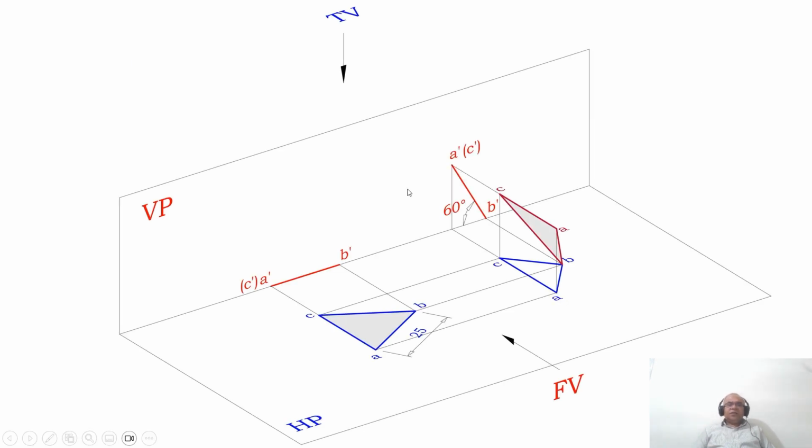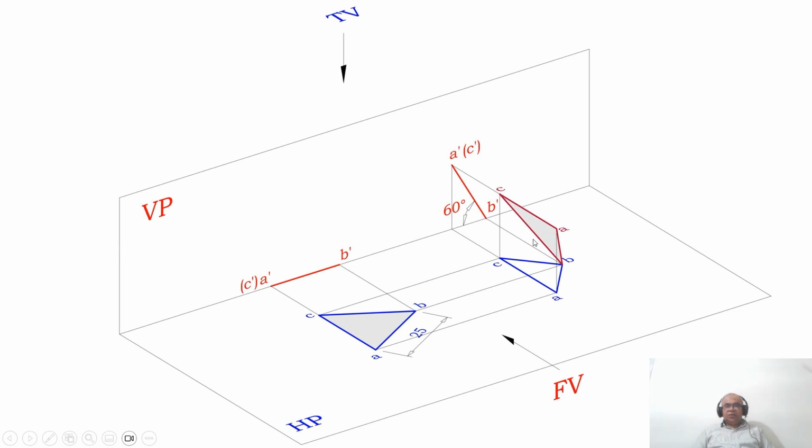Now, then what he says, it is resting on one of its corners. Here it is resting on one of the sides. If this is the side and this is the corner, then what do I need to do? So I need to rotate the first position top view.